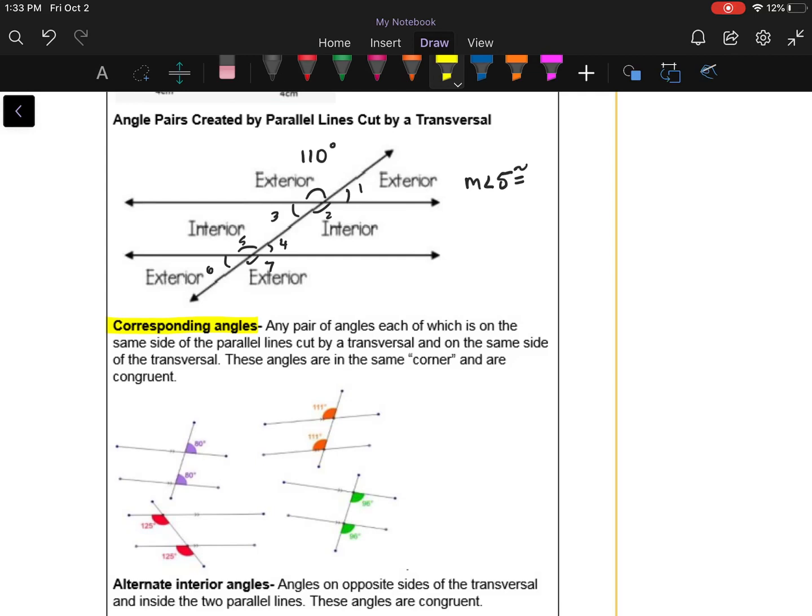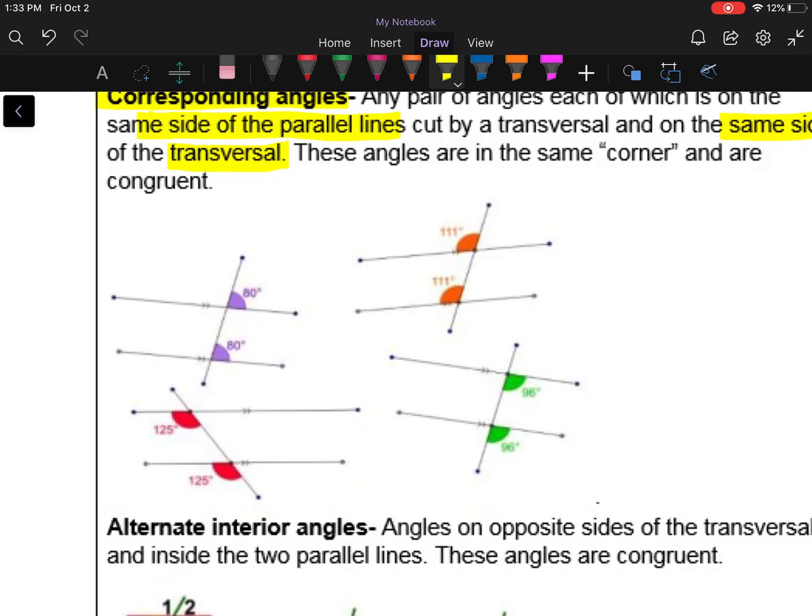Corresponding angles. These guys are on the same side of the parallel lines, and they are also on the same side of the transversal. So looking at this example in purple, I'm going to put the transversal in green. So here's my transversal, and my parallel lines are going to be in red.